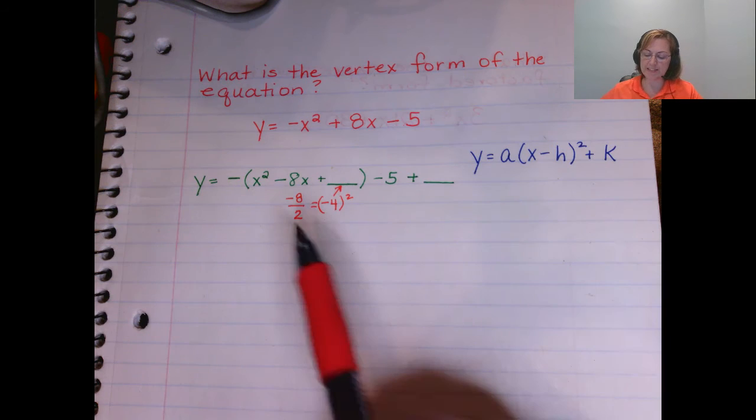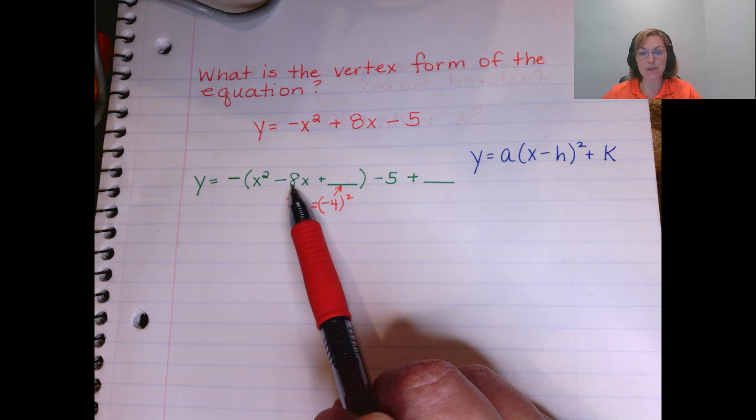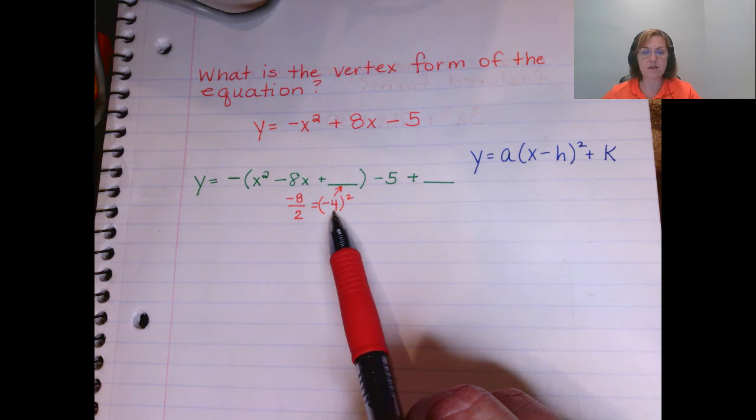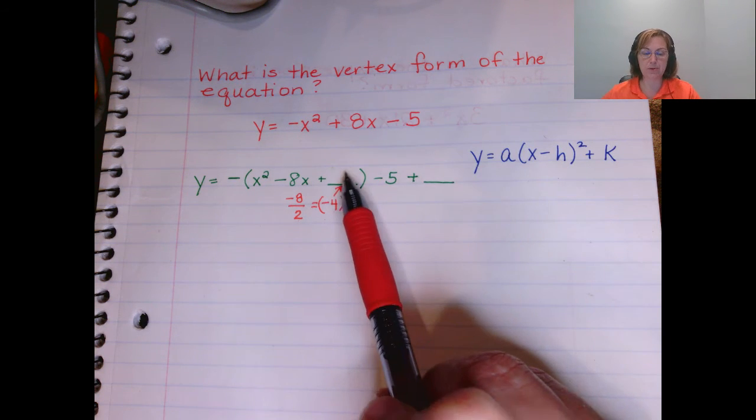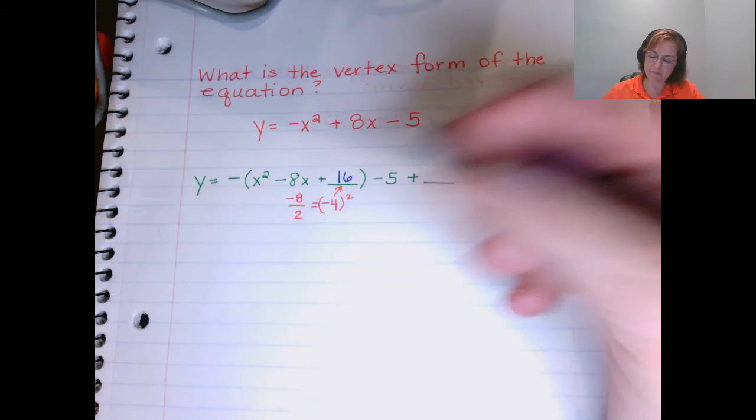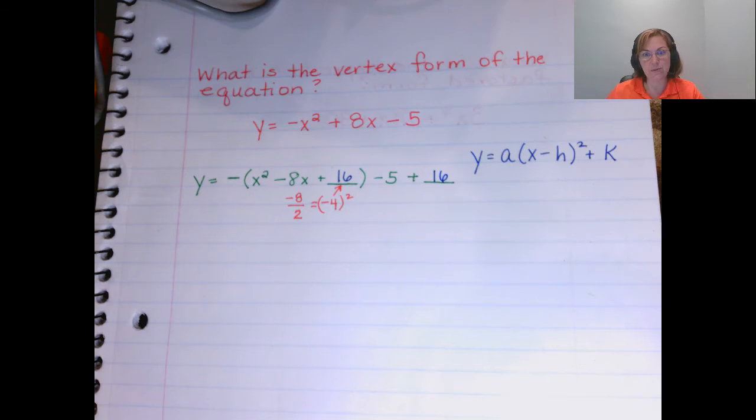So let me recap what I did there. I took the number in front of x squared and I divided it by 2. That gave me negative 4. Then I square it to put this value in the blank. So I'm actually going to put a 16 here, and I'm going to put the same value there in this blank.